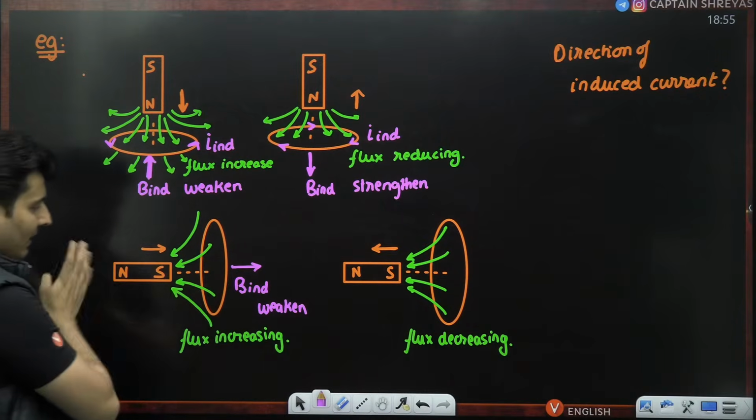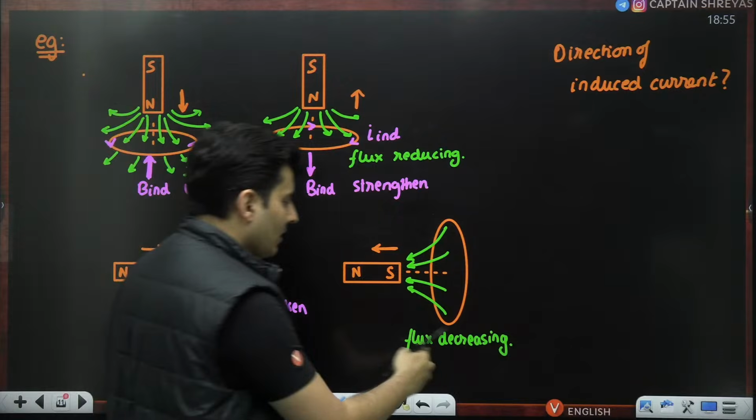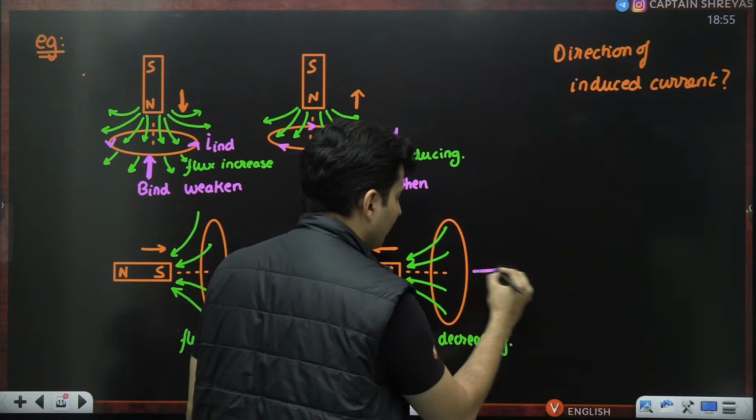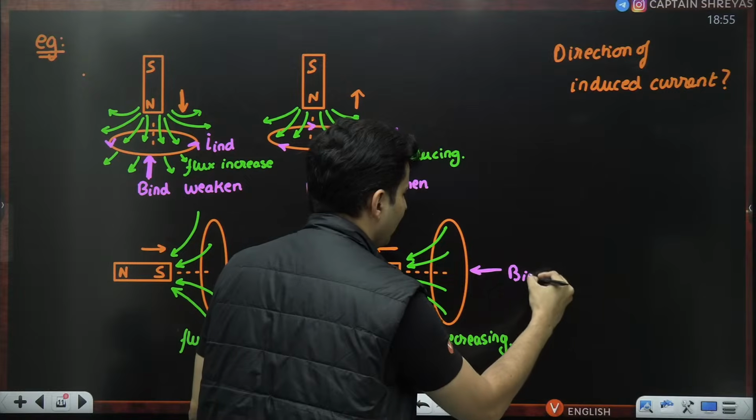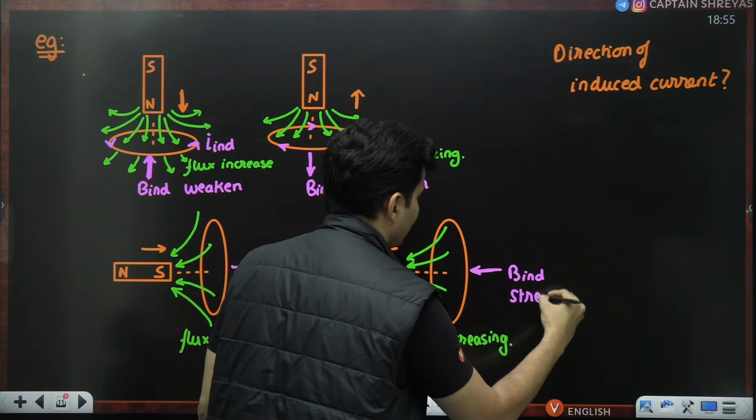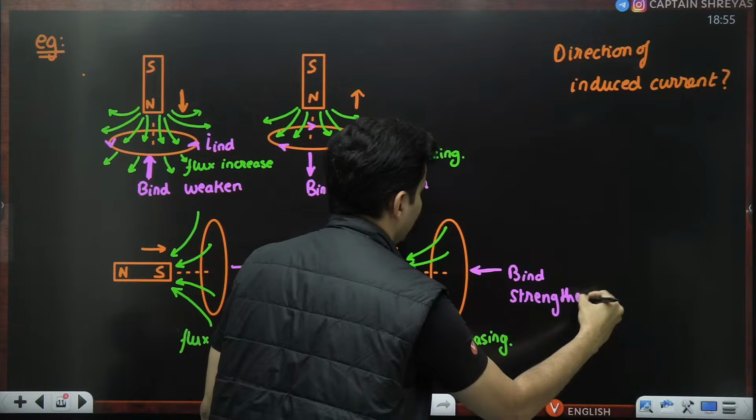The flux is going left, you weaken it by the right side. Here the flux is decreasing, you strengthen it. So the induced field is going to give it strength. It is going to strengthen it.